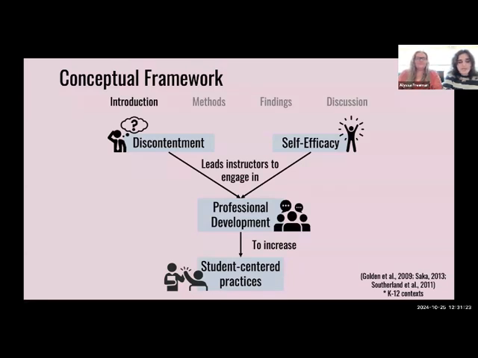However, as we mentioned, this was theorized in a K through 12 context. When trying to apply this framework to GTAs, we thought it would be important to consider GTAs' perceptions of autonomy. Autonomy is identified as their perceptions of control in the classroom. The literature on GTAs suggests that autonomy is important to consider. However, there doesn't appear to be any studies considering the relationship between autonomy, discontentment, and self-efficacy, which is what we address in this study.